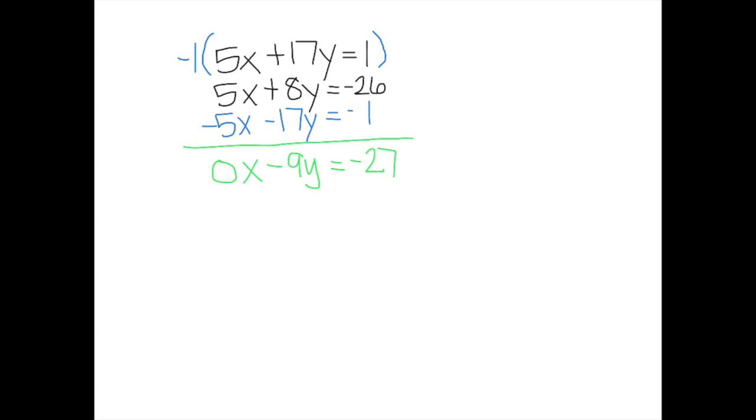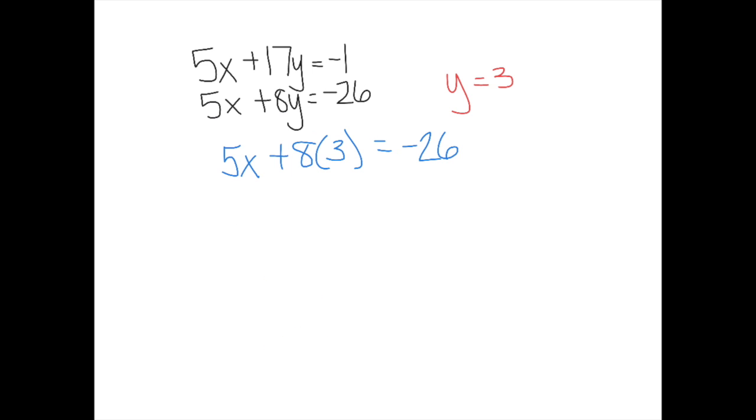I wrote out the 5x minus 5x equals 0x. I typically don't, but I did this time so you could see what I got. Then you just simplify your equation and solve for y.